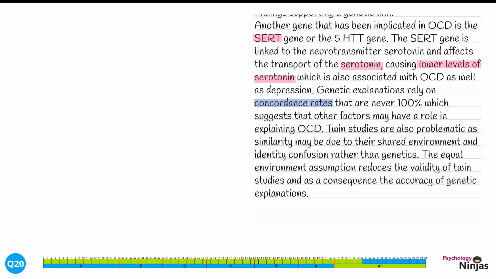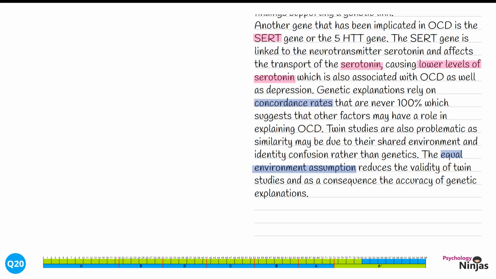Twin studies are also problematic as similarity may be due to their shared environment and identity confusion rather than genetics. The equal environment assumption reduces the validity of twin studies and, as a consequence, the accuracy of genetic explanations. The equal environment assumption suggests that both monozygotic and dizygotic twins are treated similarly.